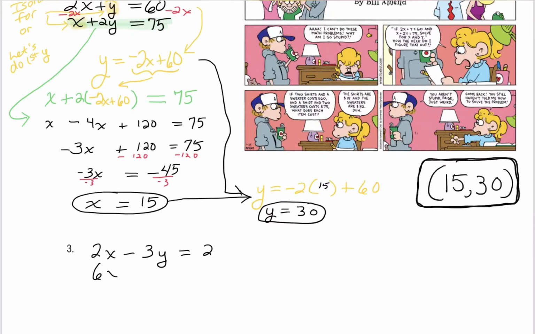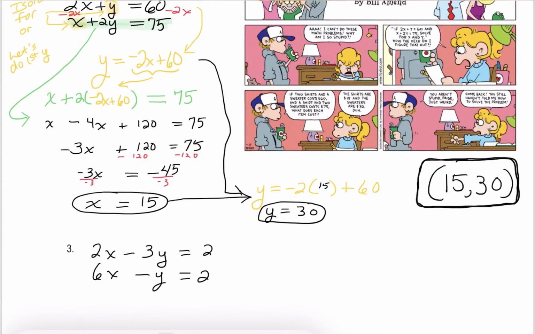technique is sometimes it's not nice in terms of graphing. And even just looking at the last example, we see that. If we were to graph those two lines, they would have crossed at 15, 30. Not too practical in terms of graphing. So let's look at another example here. 2x minus 3y is equal to 2, and 6x minus y equals 2.